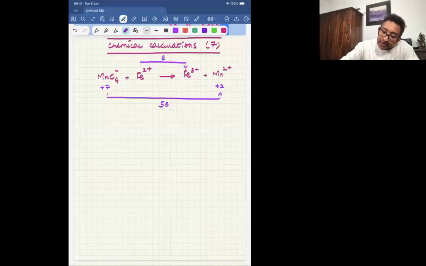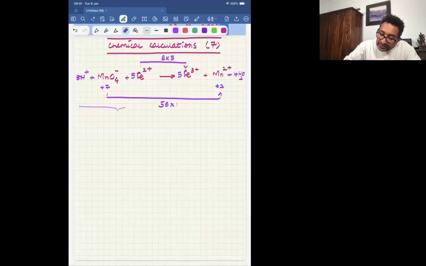So what you do is you multiply this by 5. When you multiply this by 5, you have to multiply this by 5, also this by 5. Manganese, you don't have to multiply because you are multiplying it by 1. You don't have to write 1. So let us balance oxygen. 4 oxygen, 4 water. 4 times 2, you have to balance hydrogen. Hydrogen is 8H plus.